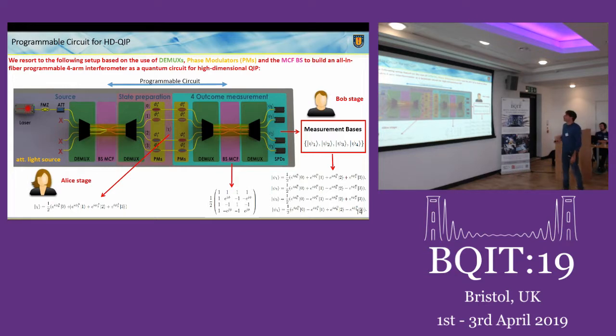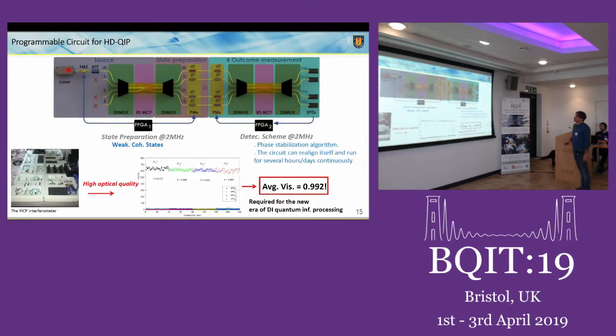So, okay, we did a prototype of it. Here is a photo of it. We had the system working at 2 megahertz, which is fast compared with actual high-dimension quantum experiments. We did a very simple closed-loop circuit to stabilize it. It's a very simple thing to do, and the system can work for hours and days. So we tested the optical quality of it. You can see it's very high. We could get an average visibility higher than 99%.